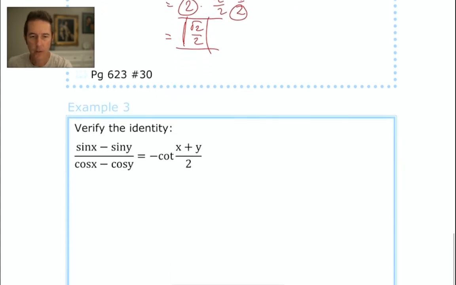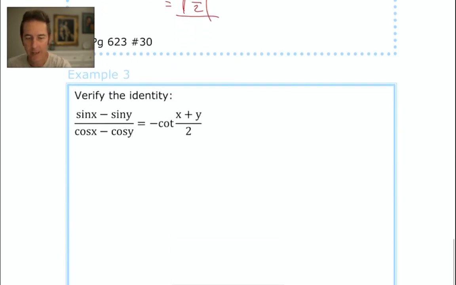And the last question in this section is asking us to verify an identity. And as I have encouraged you to do before, I typically start with the more complicated side of the equation and try to wrestle with that and turn it into the less complicated looking side. I think that on the left-hand side is the more complicated one.